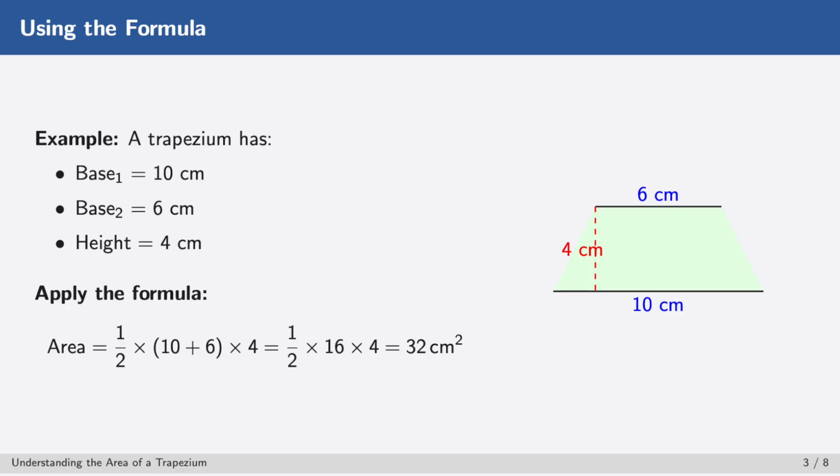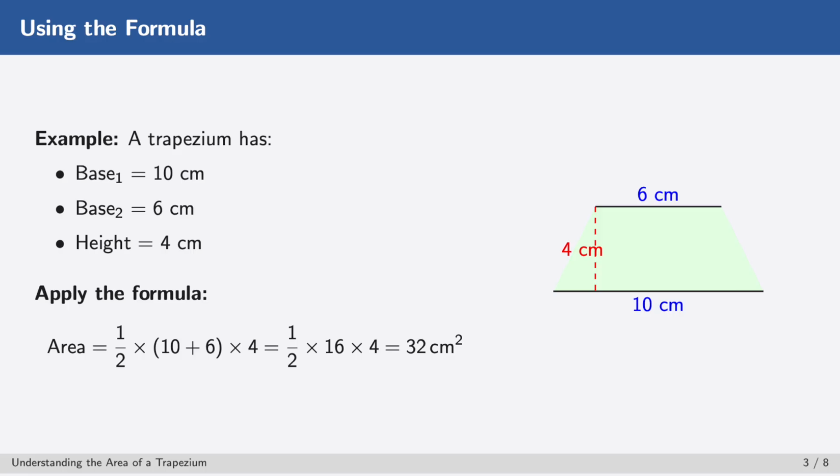Imagine a trapezium where base 1 is 10 centimeters, base 2 is 6 centimeters, and the height is 4 centimeters. Using the formula, area equals 1/2 times (10 plus 6) multiplied by 4. That gives us 1/2 times 16 times 4, which equals 32 square centimeters. So you can see how plugging values into the formula gives you the area.